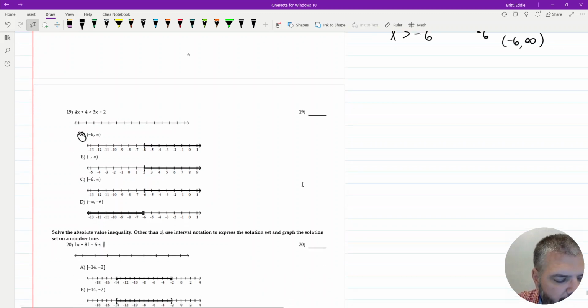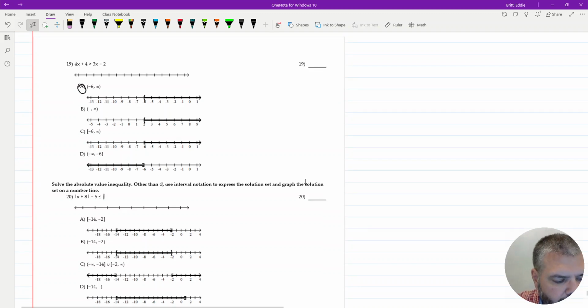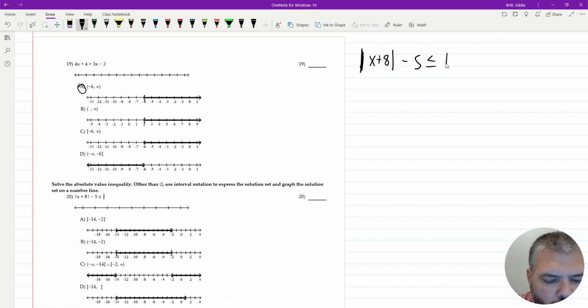All right, the last problem on the test is an absolute value inequality. All right, so I have the absolute value of x plus 8 minus 5 is less than or equal to 1. All right, with absolute value equations or inequalities, you end up having to solve two different inequalities or equations.